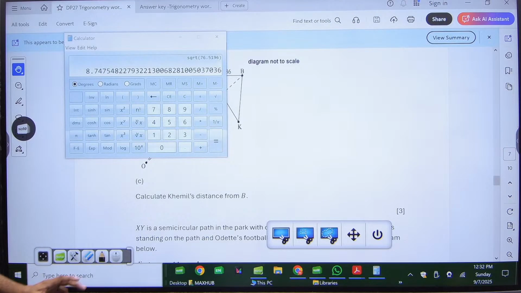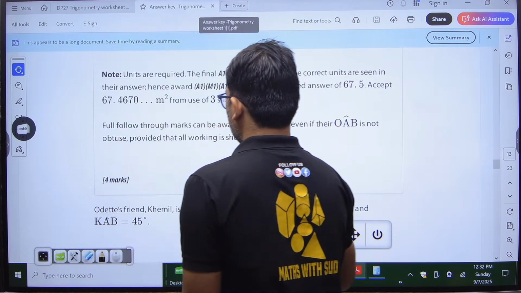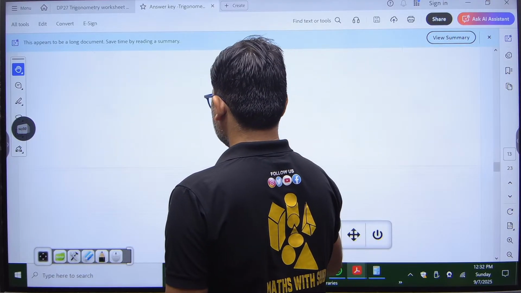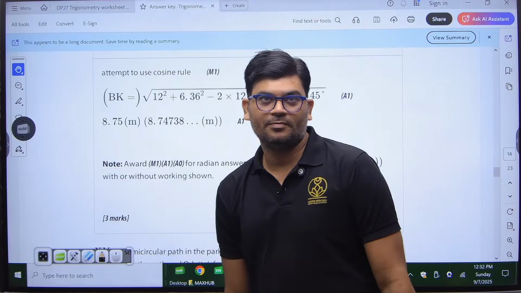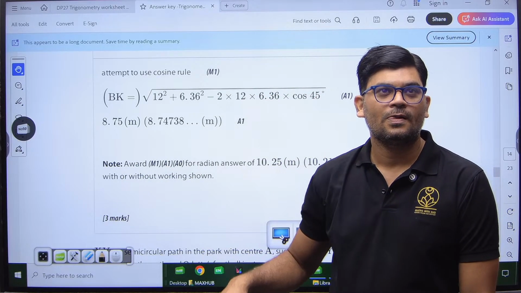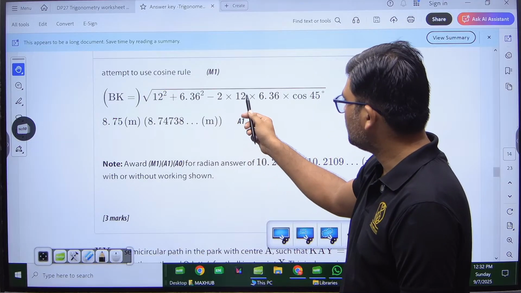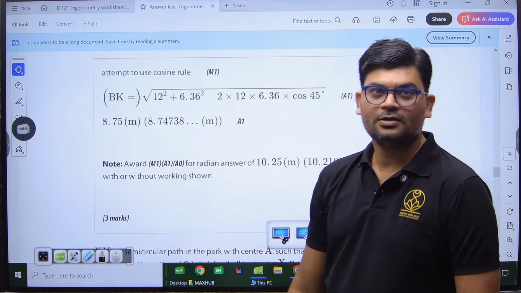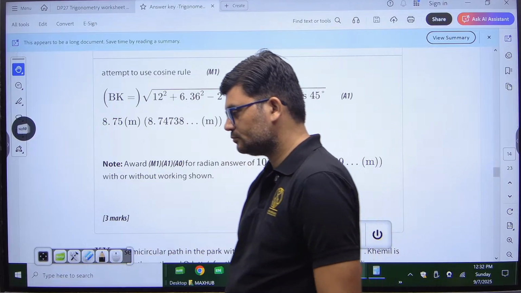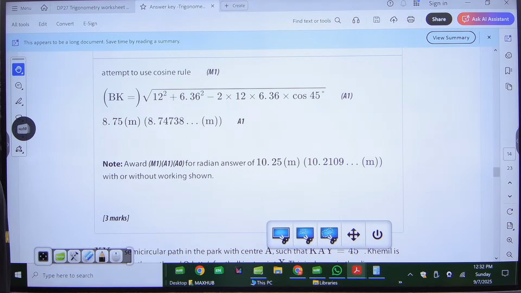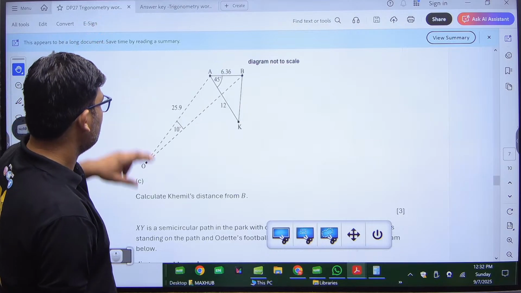So I am getting the exact 8.75 meter. Let me check the answer key as well. Yes, it is exactly 8.75 meter here also. See, the square root of 12 square plus 6.36 square minus 2 into 12 into 6.36 into cos 45 degree. Any doubt? No. Moving on to the next question.